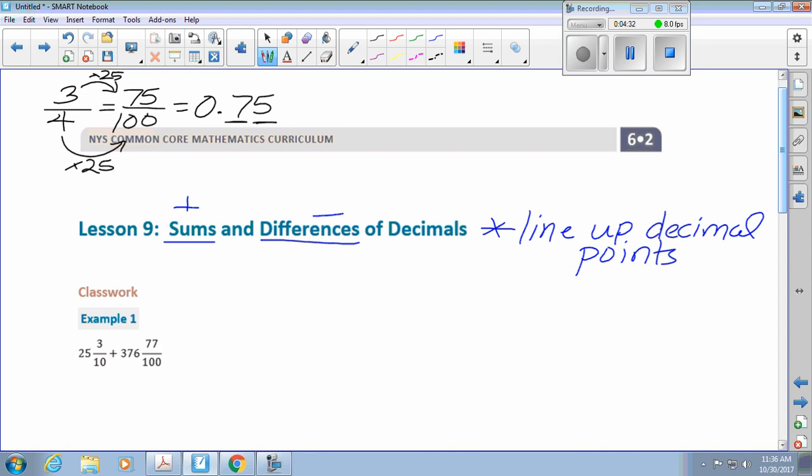All right? So, if you can scale up the fraction or scale it down to make sure that denominator, that bottom number, is a 1 and zeros after it, so a power of 10, then you're golden, all right? Otherwise, you're going to have to rely on the old method of turning a fraction into a decimal, which is what? To divide, yep.